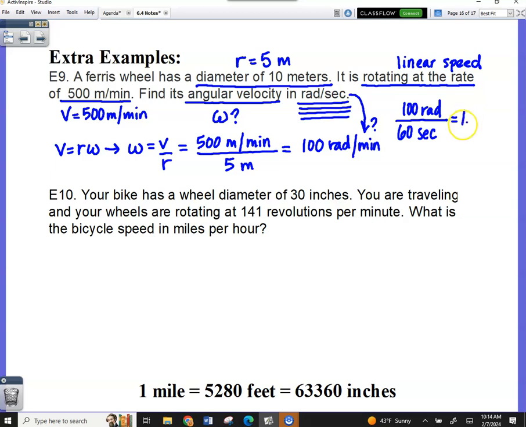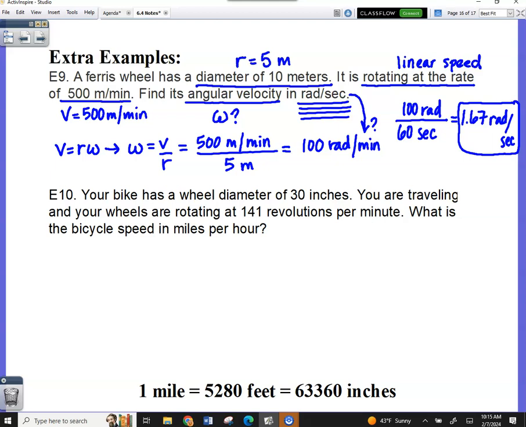And you get about 1.67. Yeah. And now we're in radians per second. Easy. It's really not bad. Like I said, the math's not bad. It's just so uncomfortable because you're not used to doing this.